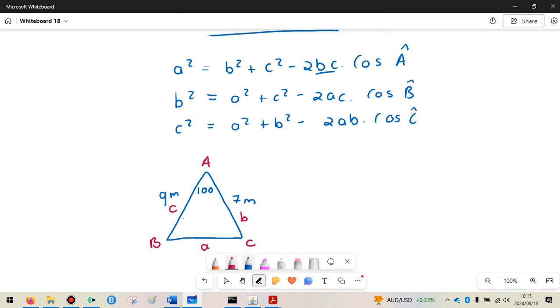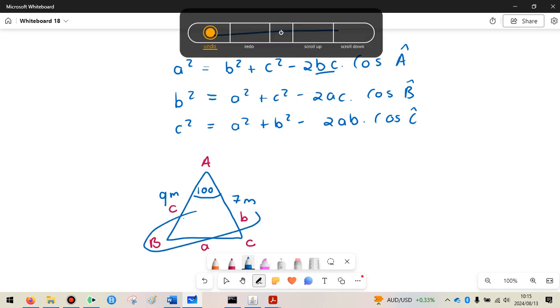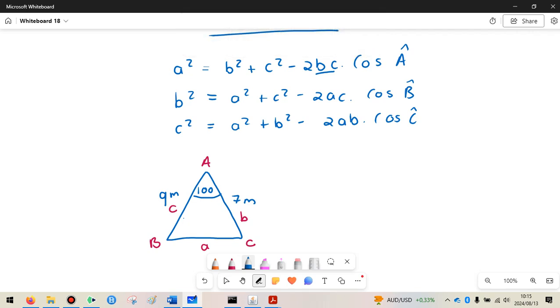Now, you'll notice here I don't have a matching pair. I don't have A and A, for example. I don't have B and B. And I can't even do angles in a triangle and try and get that for myself. Sometimes you can. In this case, you actually can't.